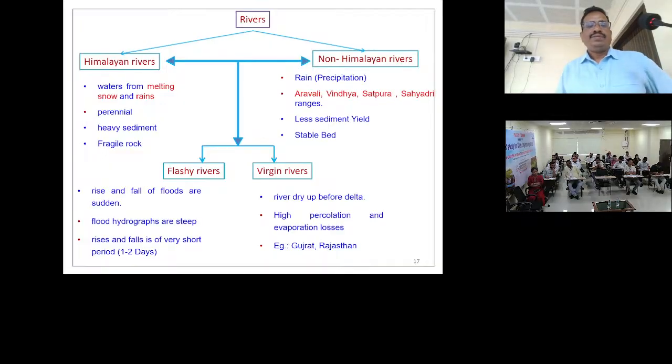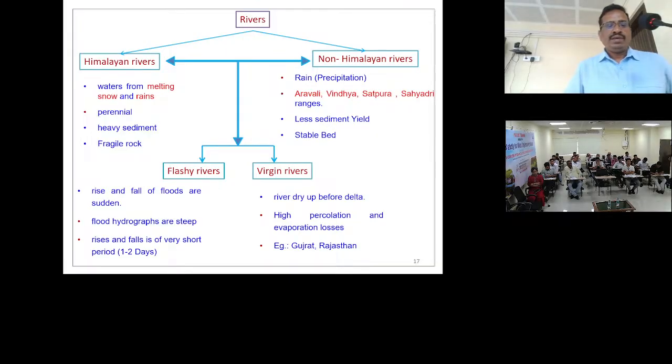The other classification is Himalayan rivers and non-Himalayan rivers. Himalayan rivers get water from melting snow and rains. These are perennial rivers. They carry a heavy sediment load, and fragile rock is the bed material. Non-Himalayan rivers depend upon precipitation of rainfall only. They originate in the Aravali, Vindhya, Satpura and Sahyadri ranges. They have less sediment yield and a stable bed.